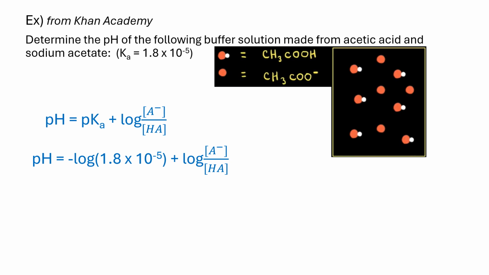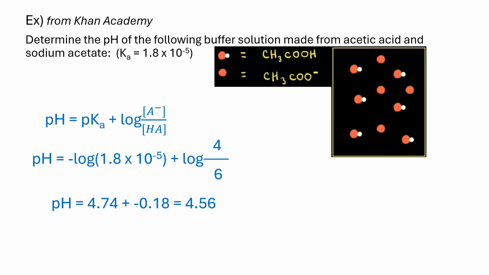So my A minus would be the acetate ions. So those are the little bald guys with no hydrogen attached. So I've got 1, 2, 3, 4 of those. And it looks like I've got 1, 2, 3, 4, 5, 6 of the HAs. So it's just going to be the log of 4 over 6. And so the negative log of 1.8 times 10 to the negative 5 is going to be 4.74. And then I'm going to say plus the log of 4 over 6.